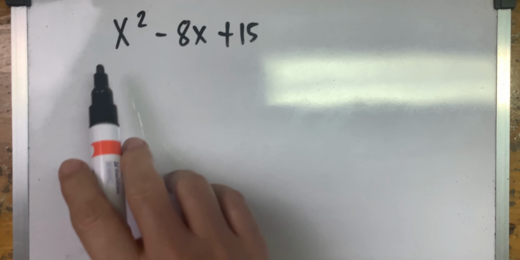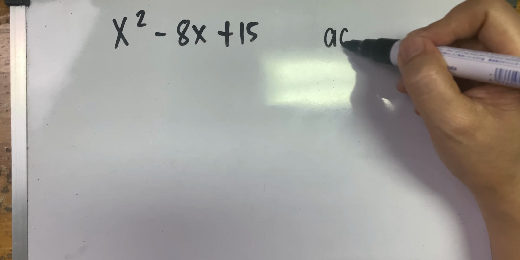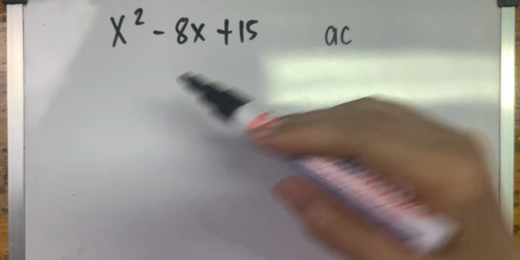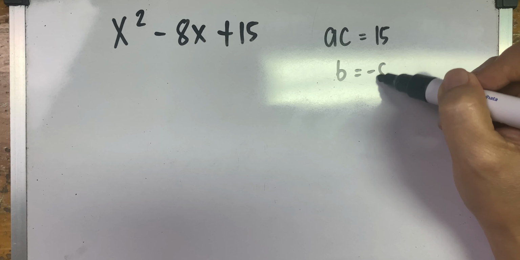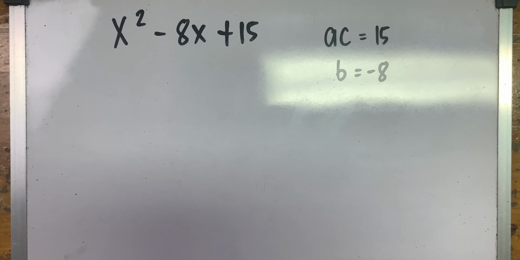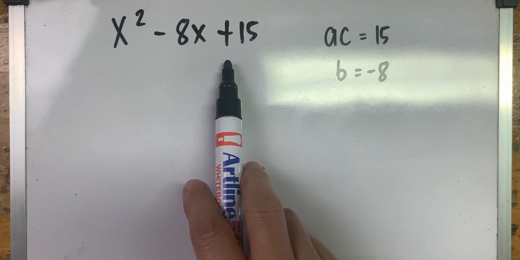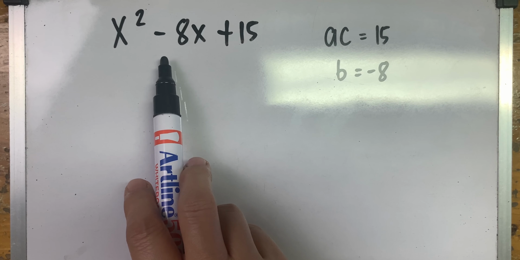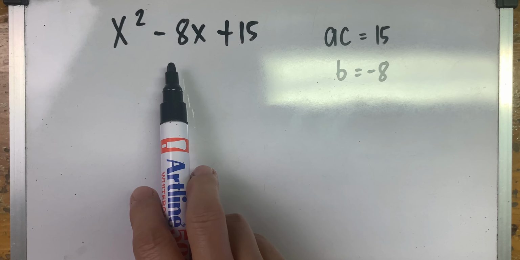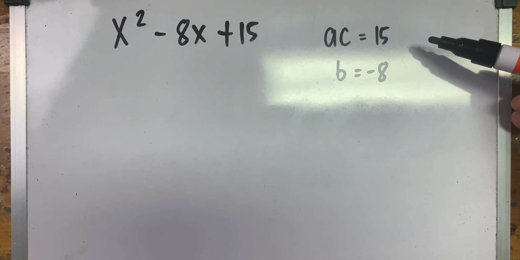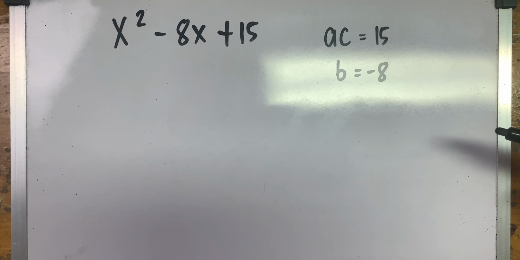Our a here is 1 and our c is 15. So again, we have to find the product of a and c. So 1 times 15 will give us positive 15. And our b here is negative 8. All right, first we have to check the signs of the terms. In the last term, we have a positive number, and in the middle term, we have a negative number. So therefore, we have to find two numbers whose product will give us positive 15. And since the middle term is negative, we have to get both negative numbers.